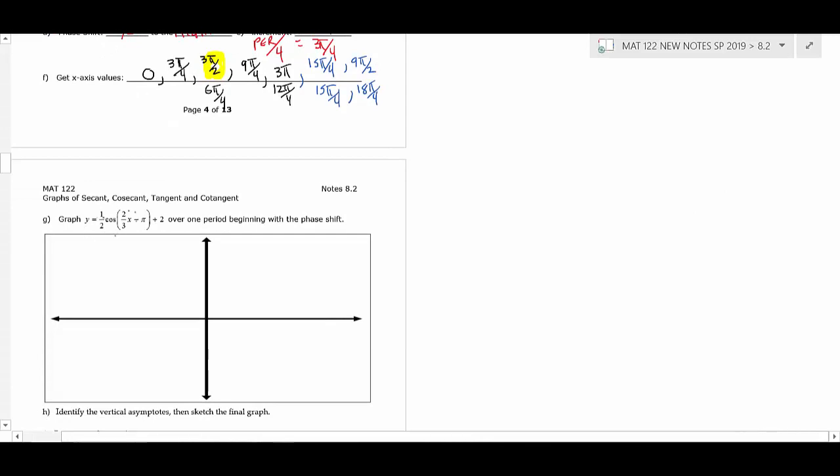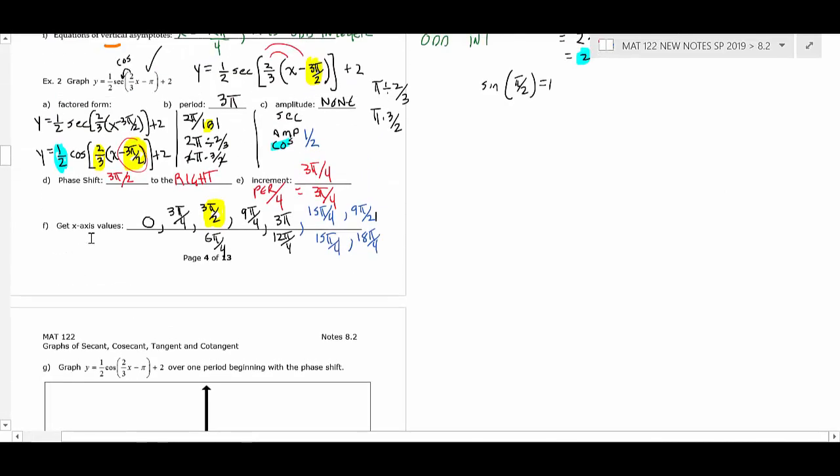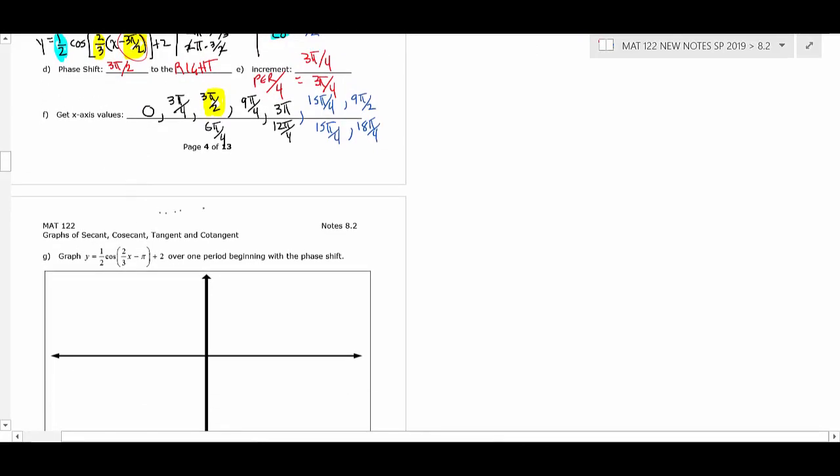We're going to be doing this cosine, and I didn't write that in the factored form. So at the side, I'm just going to write out 1/2 cosine of 2/3 x minus 3 pi over 2, plus 2, just for reference. Okay, and then let's go ahead and get this set up.